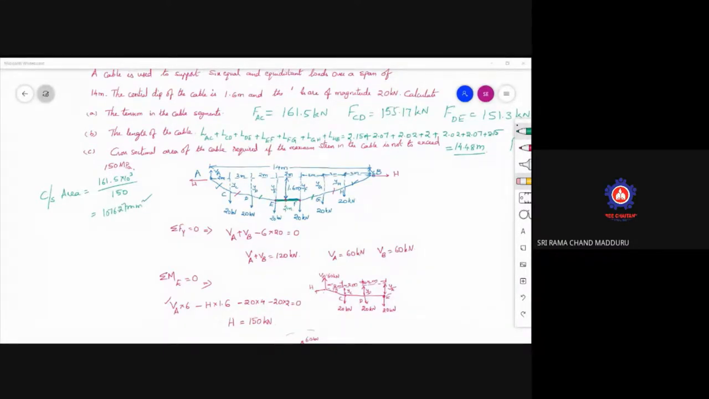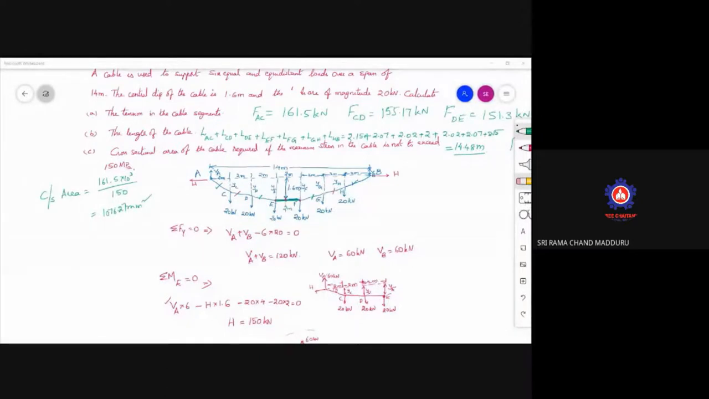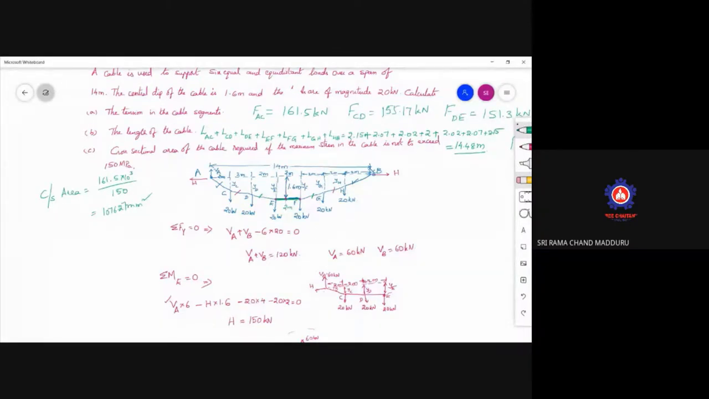Right. Okay, what are the value you got? You please write down that. So this is the cross-section area for a suspension bridge. Note on the next problem.